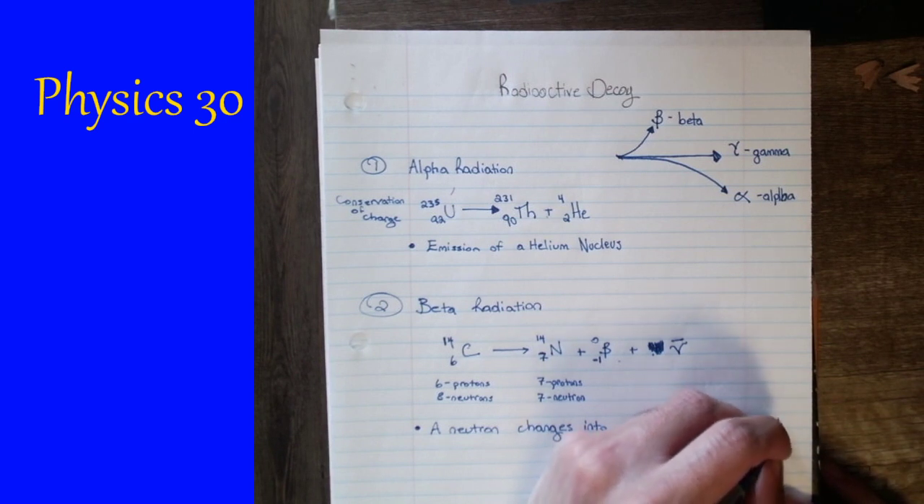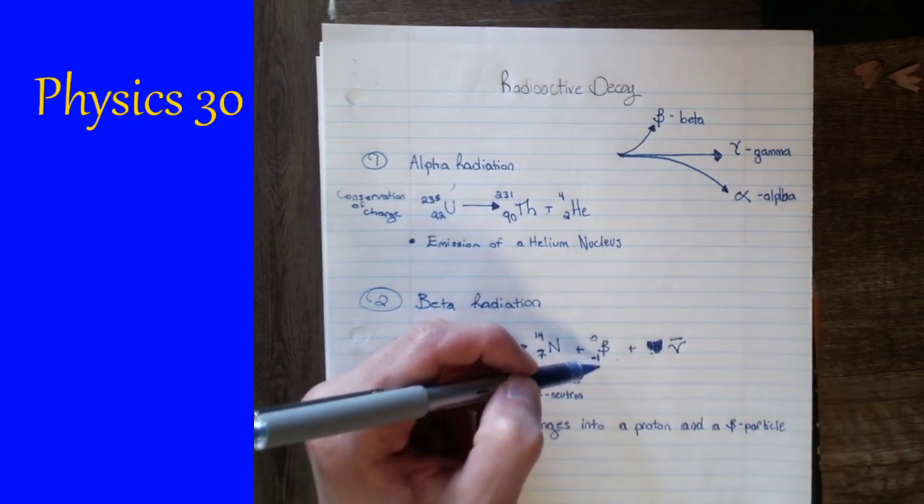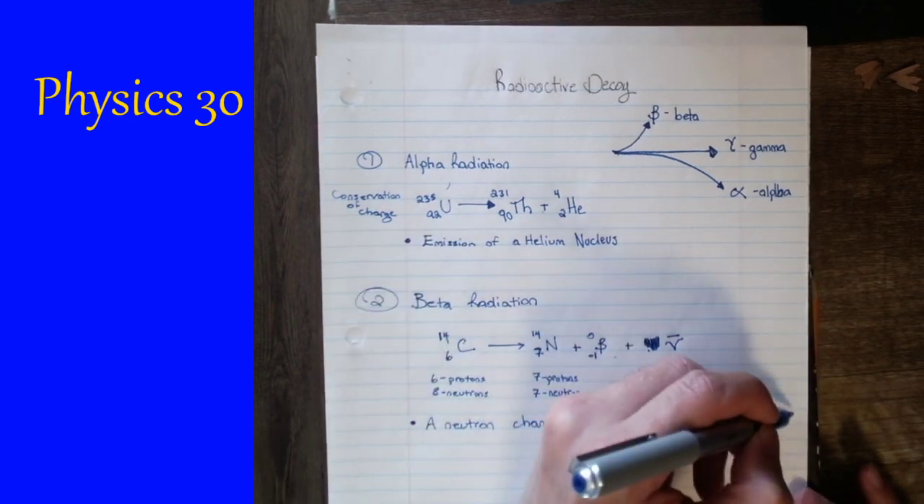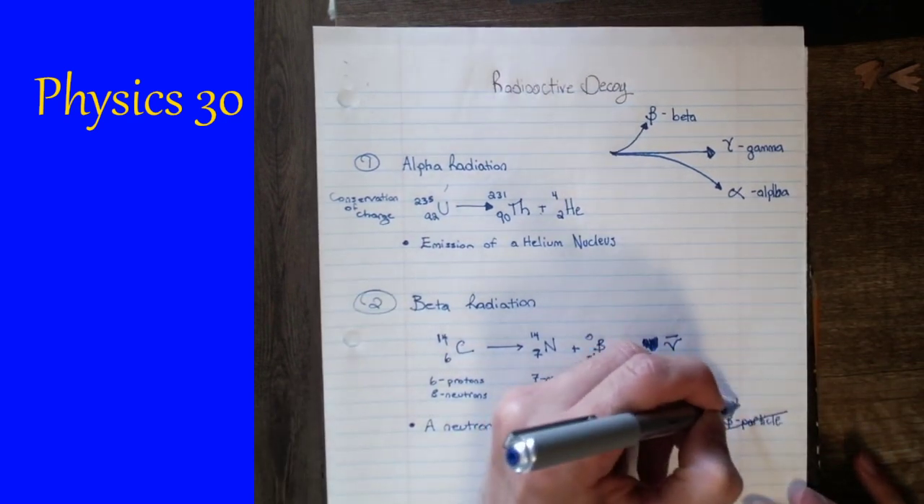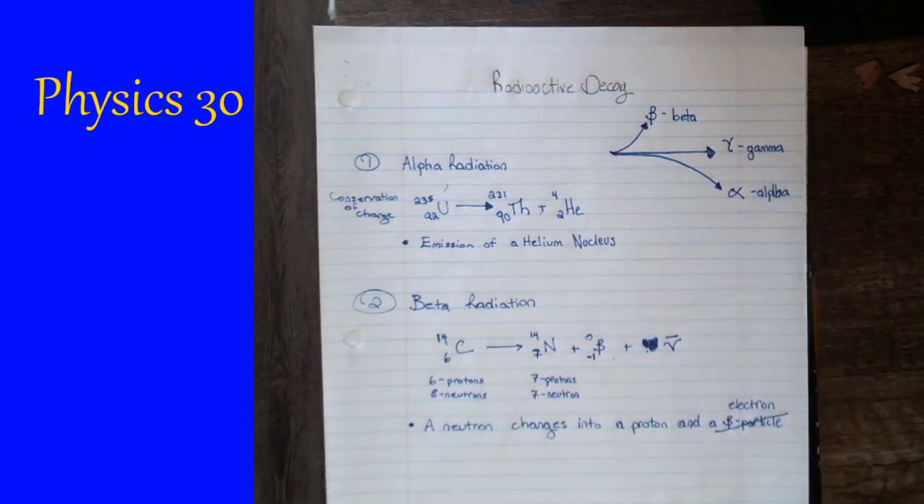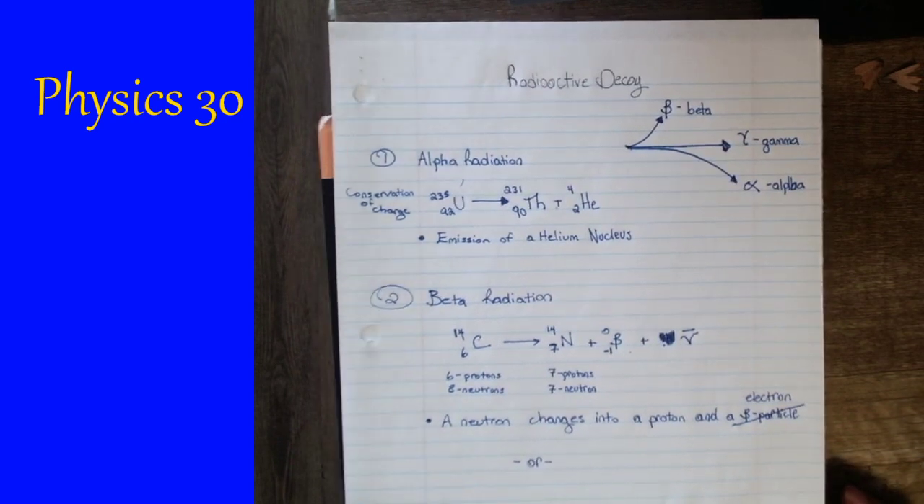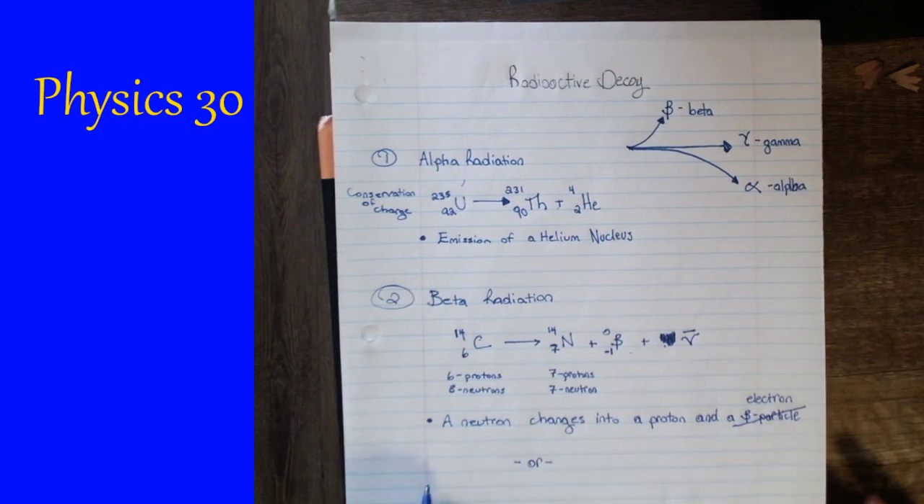Well, what is that beta particle? What do we know that exists that basically has no mass and a -1 charge? Turns out your beta particle is an electron. Okay, so that is beta radiation. Well, it's kind of one type of beta radiation. The other way beta radiation happens is a little bit weird, a little bit different, and kind of works a little bit like this.